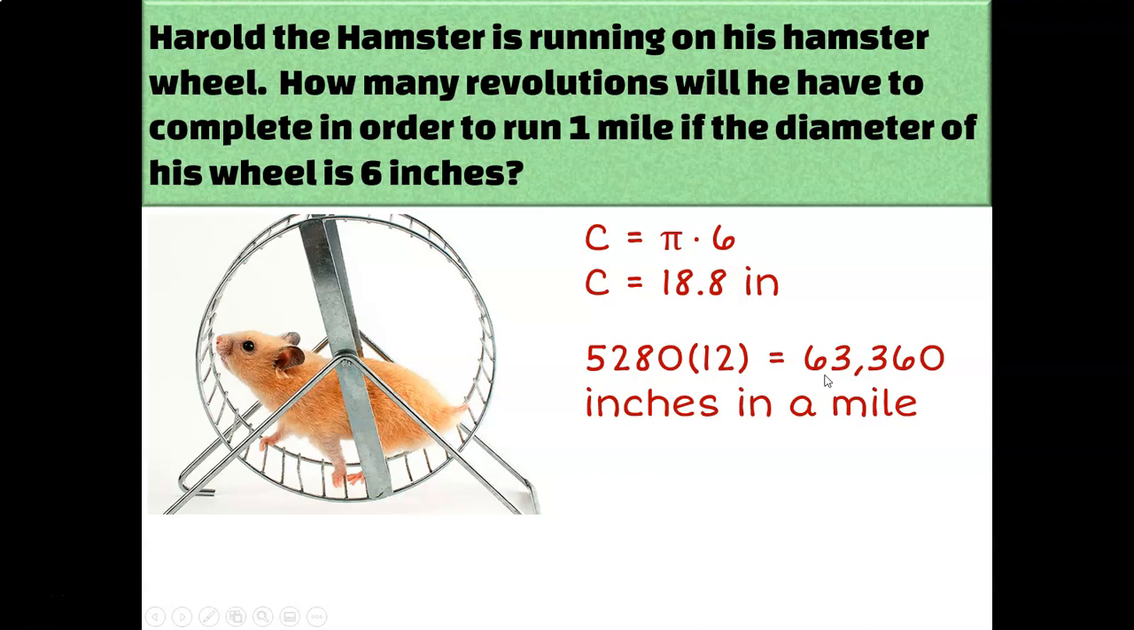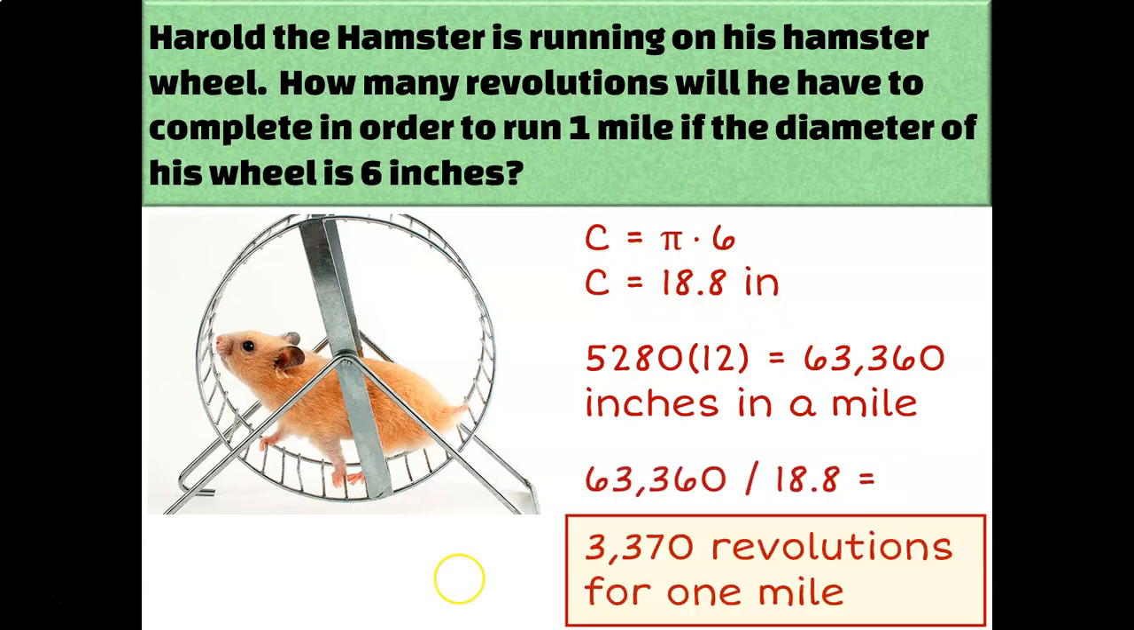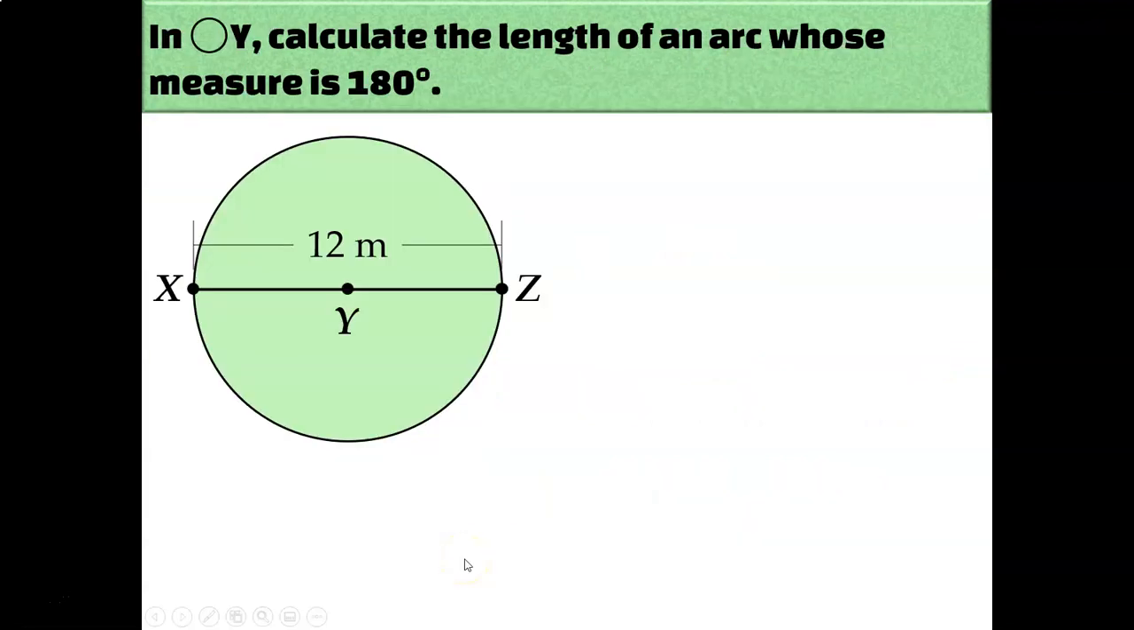So if I divide that number by the number of inches he covers with 1 revolution, we find out that poor little Harold is going to have to complete 3,370 revolutions in his little hamster wheel in order to have run a mile. What if we don't want to calculate the entire circumference?